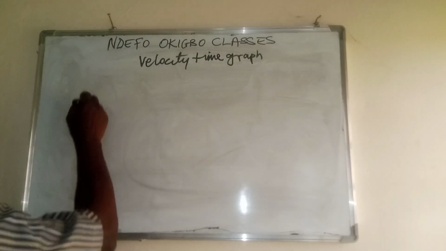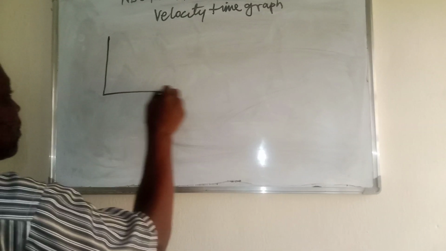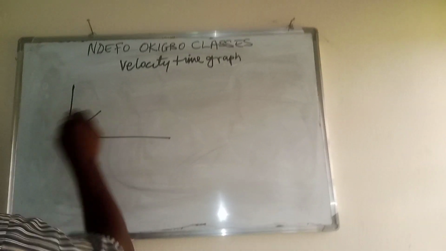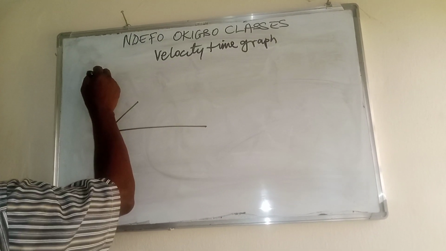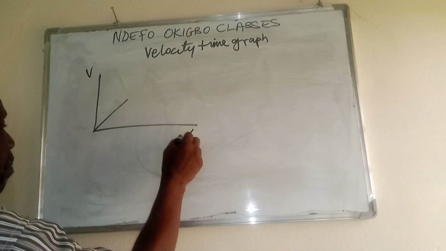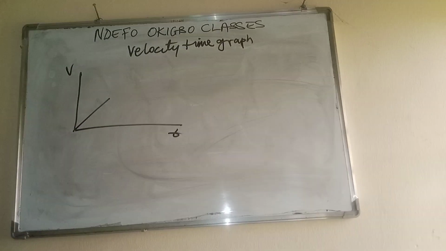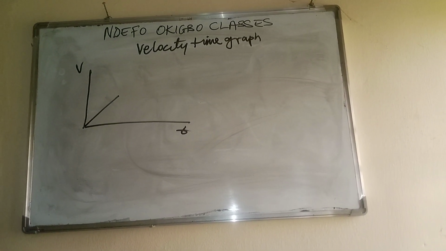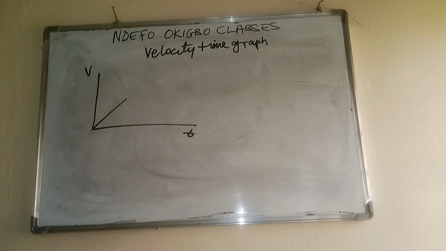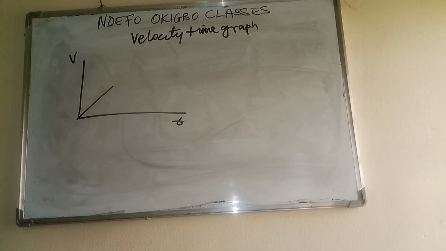A car started from rest. So if we started from rest, look at rest. Here, velocity. This is time. So it started from rest. That's at the beginning. And when it's at rest, its velocity is 0. It's not moving.